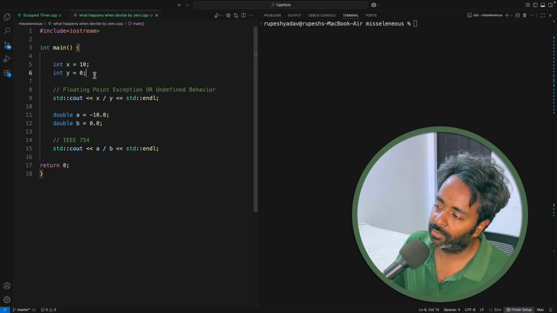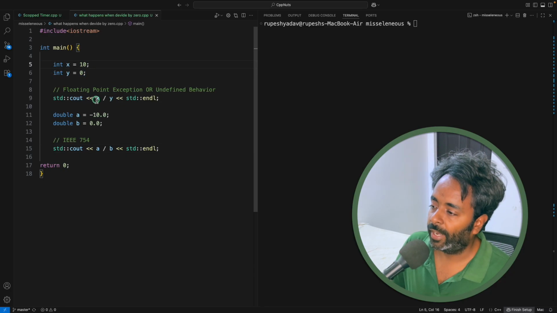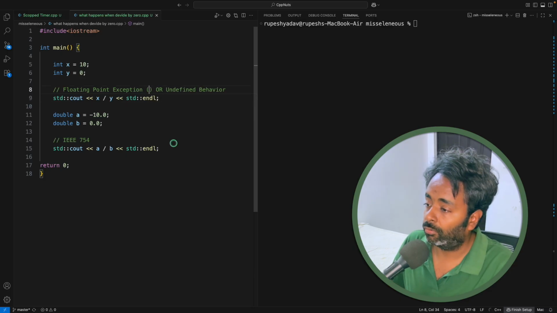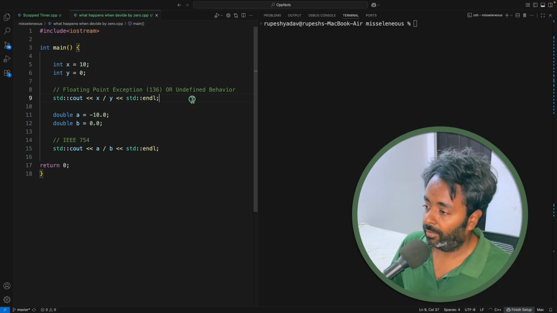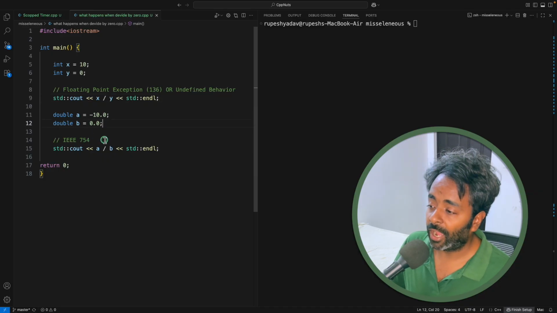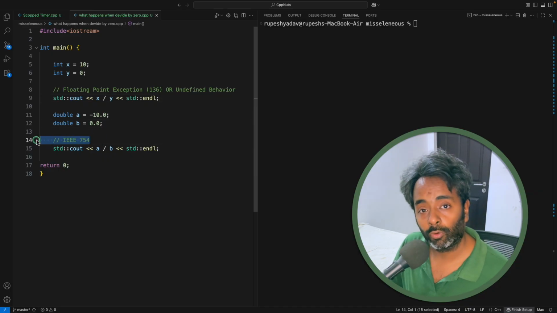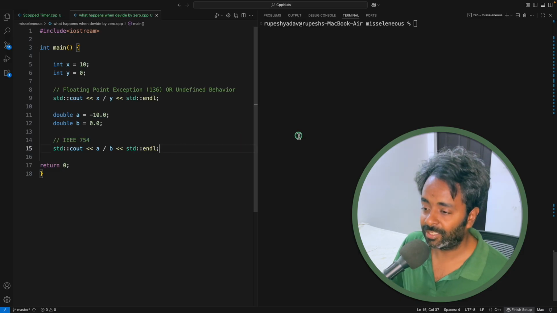If you notice, both are integers, and if I divide this with zero, then the answer would be either a floating point exception, which has an error code of 136, or undefined behavior. And if it is not an integer, if it is float, double or floating point numbers, then we have the IEEE 754 rule. Let's see what that is.